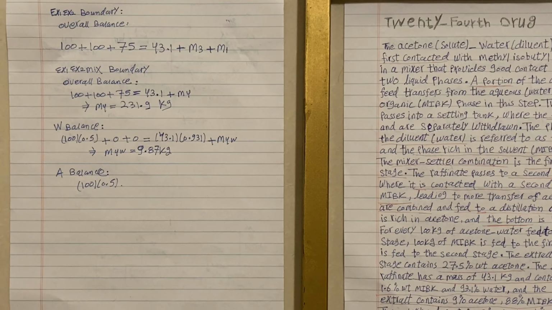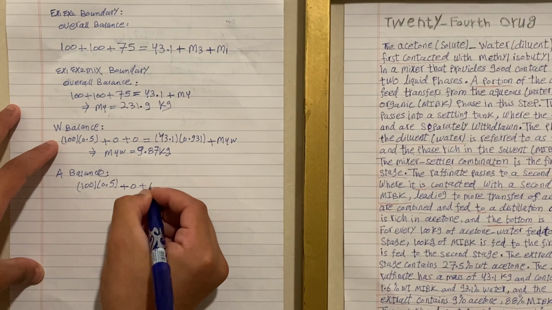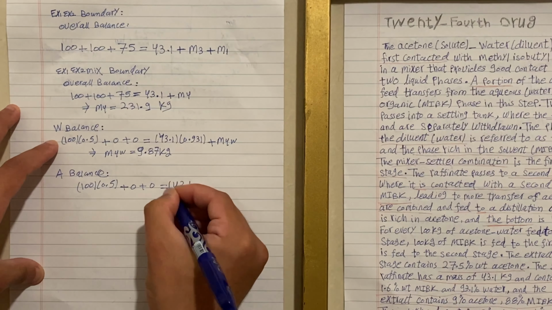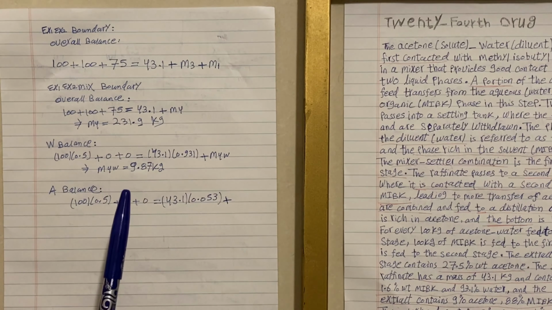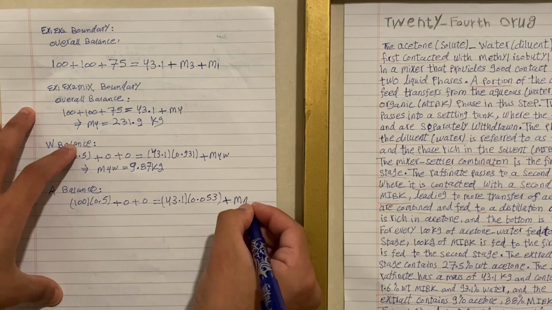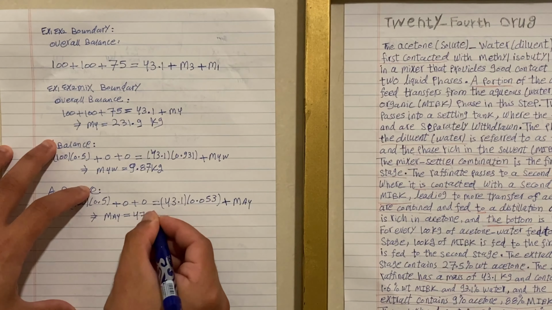100 acetone is 0.5 in the feed, if you remember. It's a very long problem, or I made it long. Plus 0 will be equal to 43.1 times 0.053 plus M4 times X acetone 4, which will be MA4 equals 47.7 kilogram.